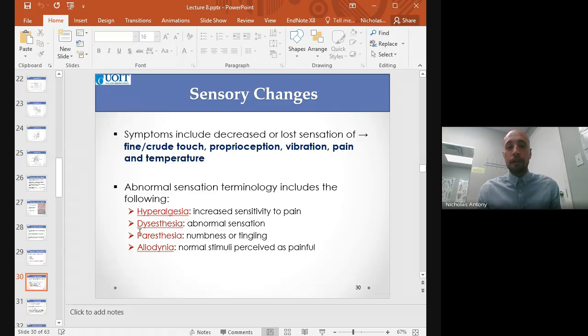Now, clinically, you can see these terms, and you may have heard of them before. Hyperalgesia. So algesia means pain. Hyperalgesia means increased sensitivity to pain. Dysesthesia. This means dysfunction, a problem with sensation. So dysesthesia means abnormal sensation. Paresthesia means numbness or tingling. And allodynia means you perceive a normal stimulus as painful. So when an area is very sensitive, if you touch normal skin, no pain, but you apply the same pressure on an area that's sore and sensitive, that's called allodynia.